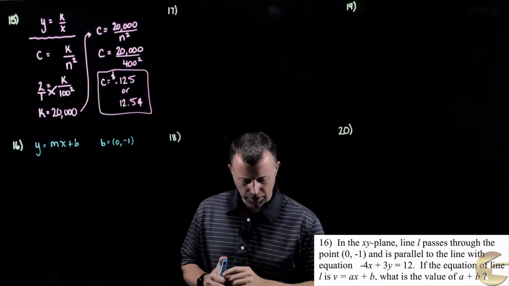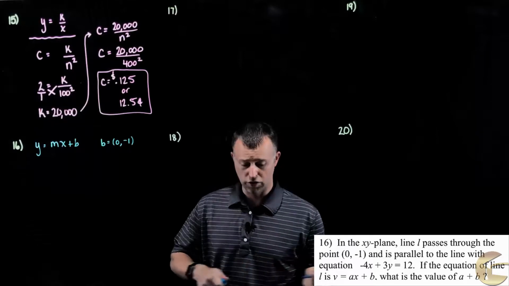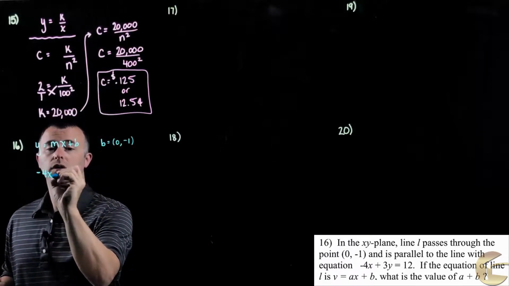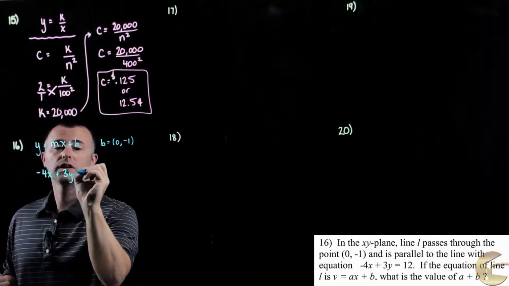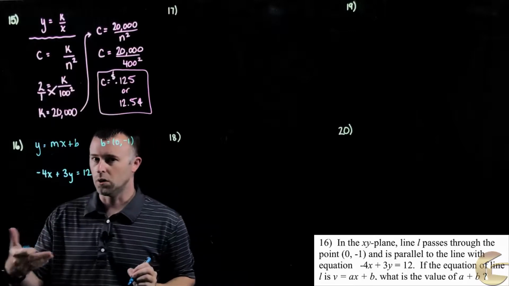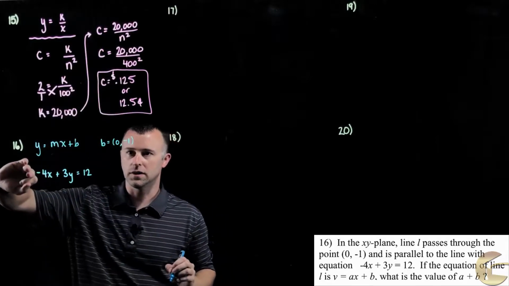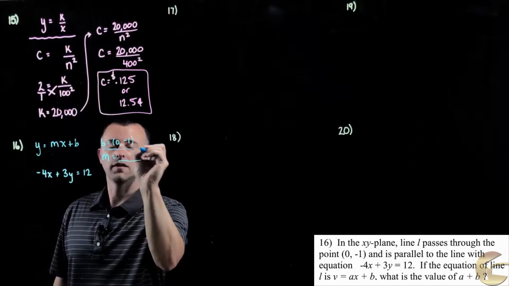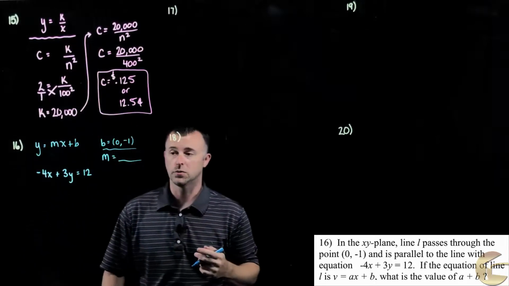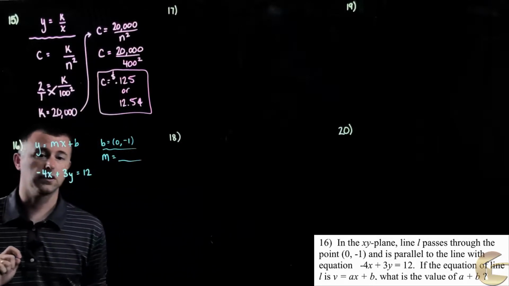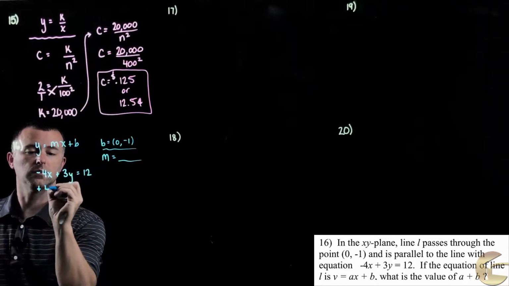They say it's parallel to the line with the following equation: -4x plus 3y equals 12. Now, parallel means it has the same slope, which means I need to find the slope of this line because I don't have the slope at this point. I have the y-intercept of my line, but I don't have the slope. So I'm going to find the slope of this line, and that's going to match the slope of the line I'm looking for. So I'm going to add 4x to both sides first.